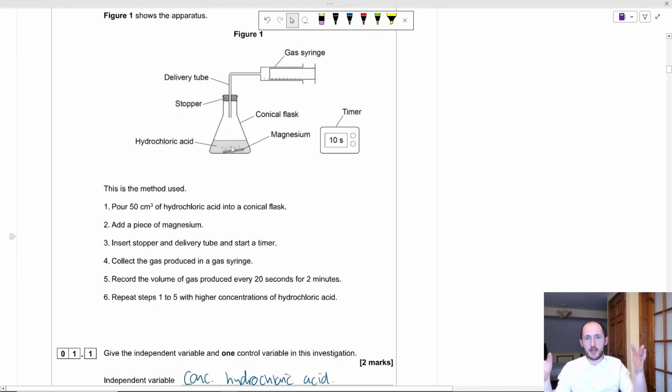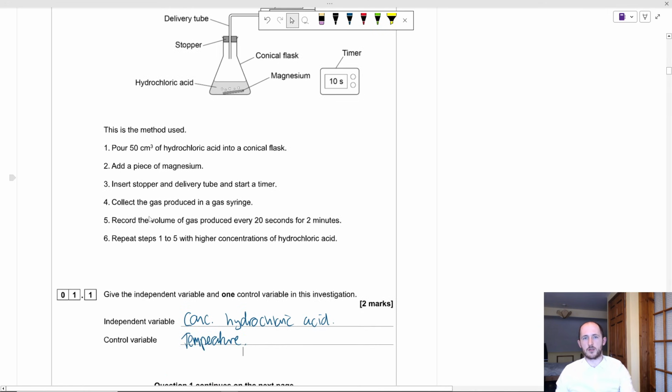So length as well, I included in there. The volume, so the actual amount of magnesium you put in. And those are the main ones you're thinking of. Just think of rate of reaction when it comes to that.